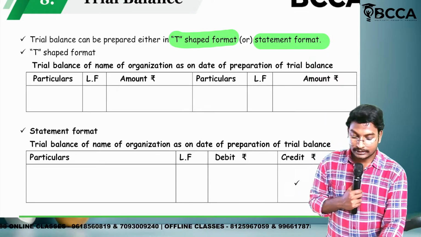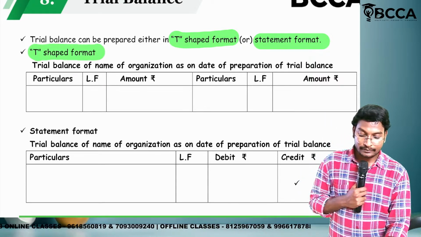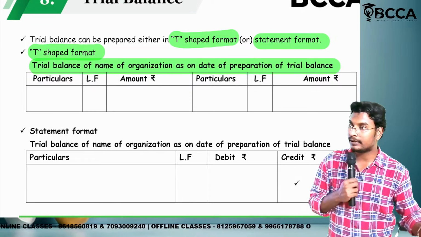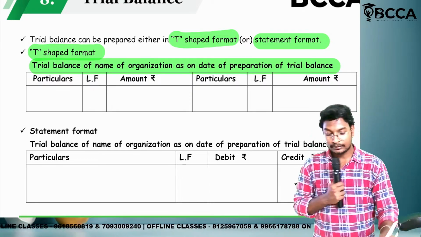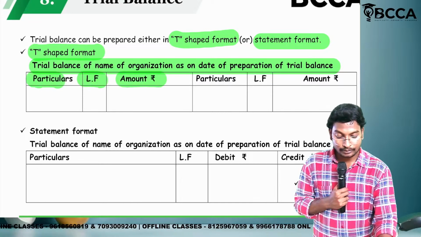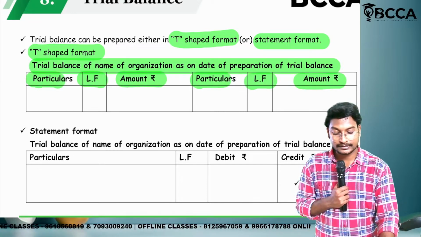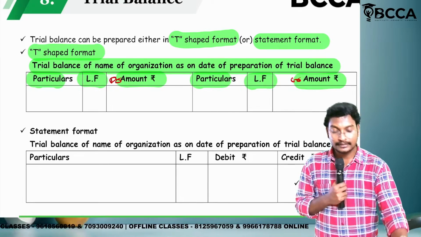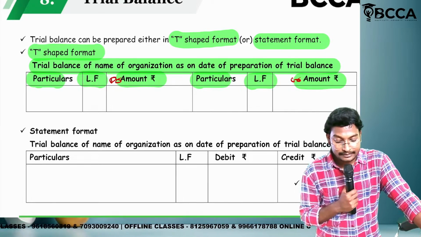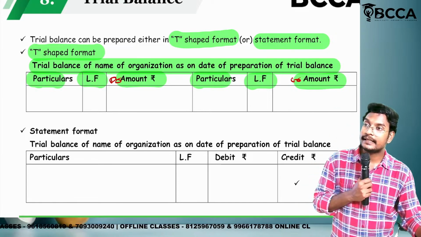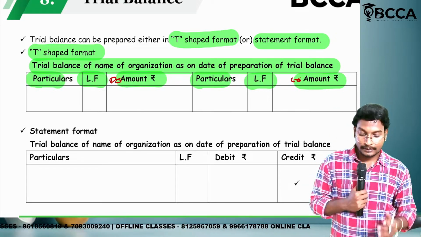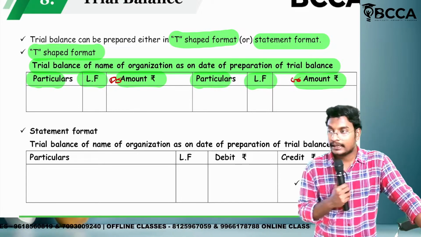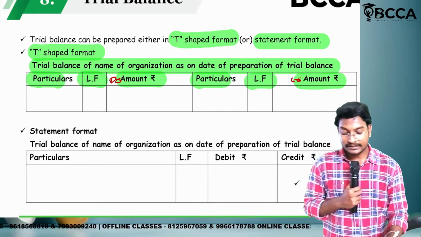So how will the T-shaped format be? T-shaped format means: trial balance of the name of the organization as on the date of preparation. We have to put the heading. Particulars, LF, amount rupees; particulars, LF, amount rupees. This amount column is called the debit amount and that one is the credit amount. So this is a statement of T-shape: particulars, LF and debit amount on one side, and particulars, LF and credit amount on the other.